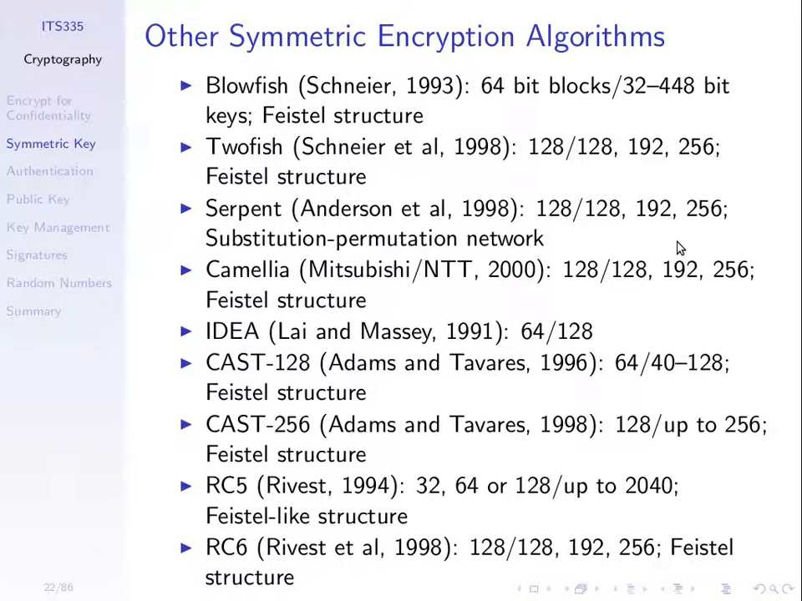And there are others. This slide just lists some of the names of others, the years when they were released, and the block length and the key length. They have different combinations: Blowfish, Twofish, Serpent, IDEA, RC5, RC6, and others. But if you need to choose one today, then you'd probably choose AES, unless you had very special case requirements.